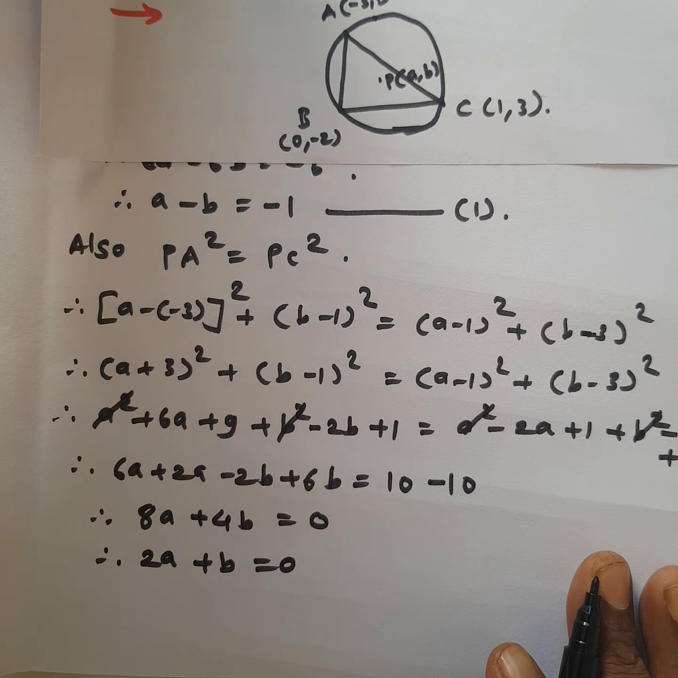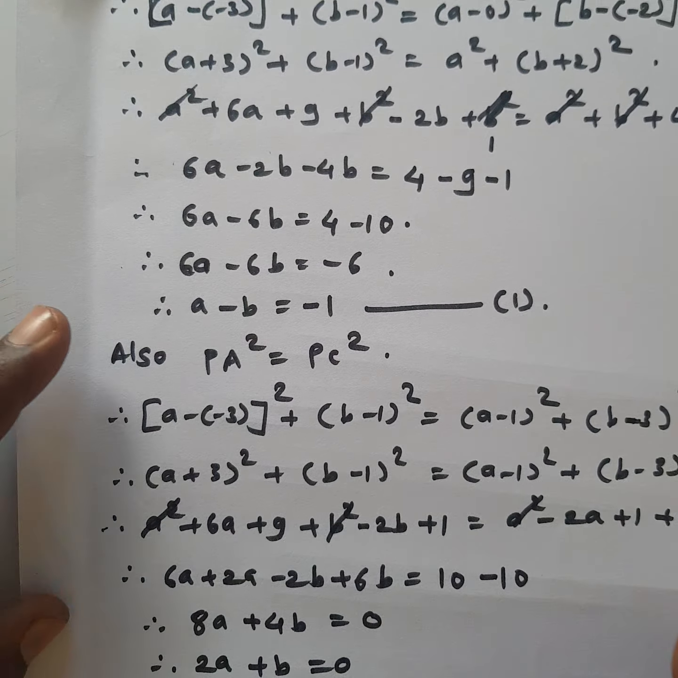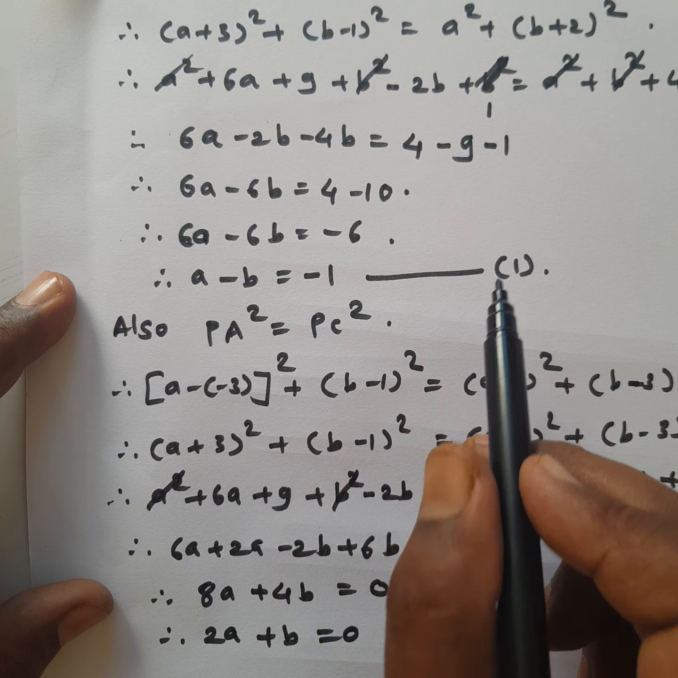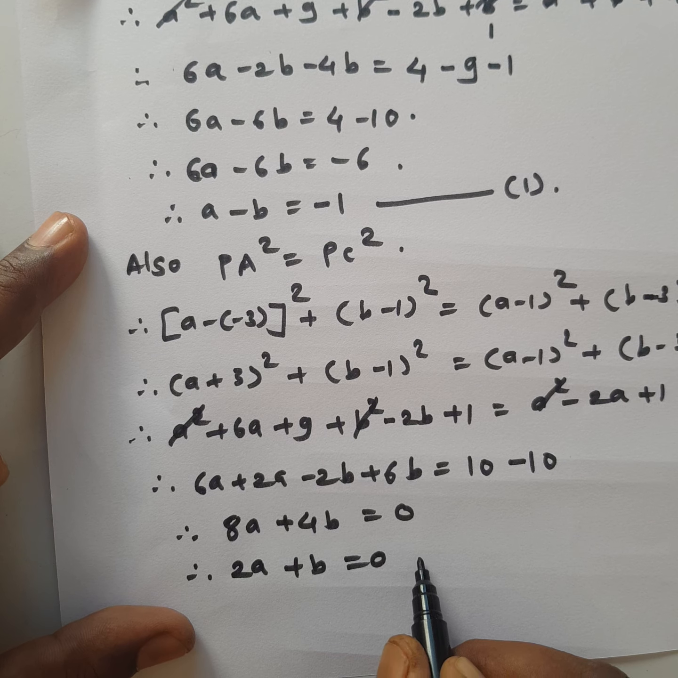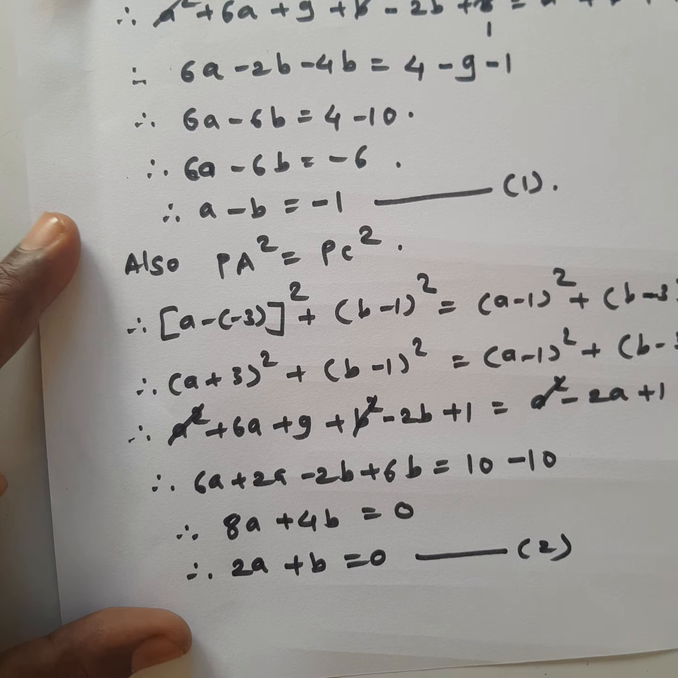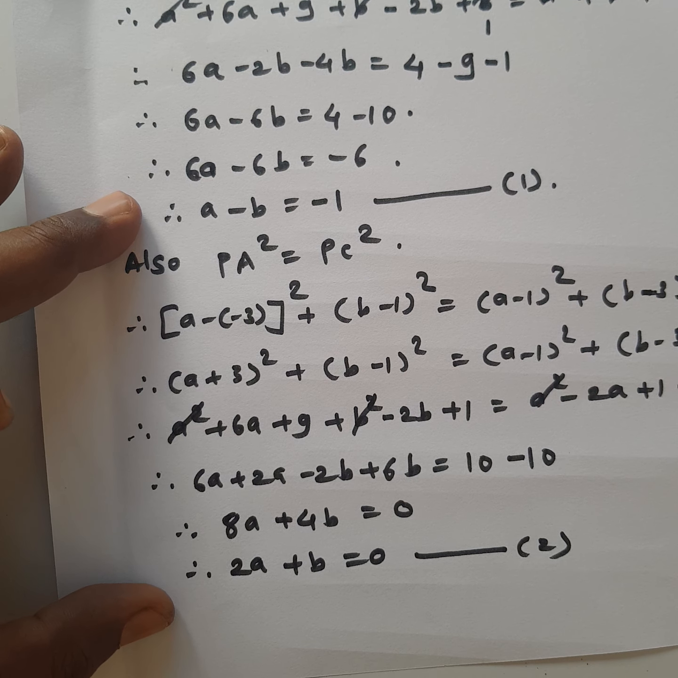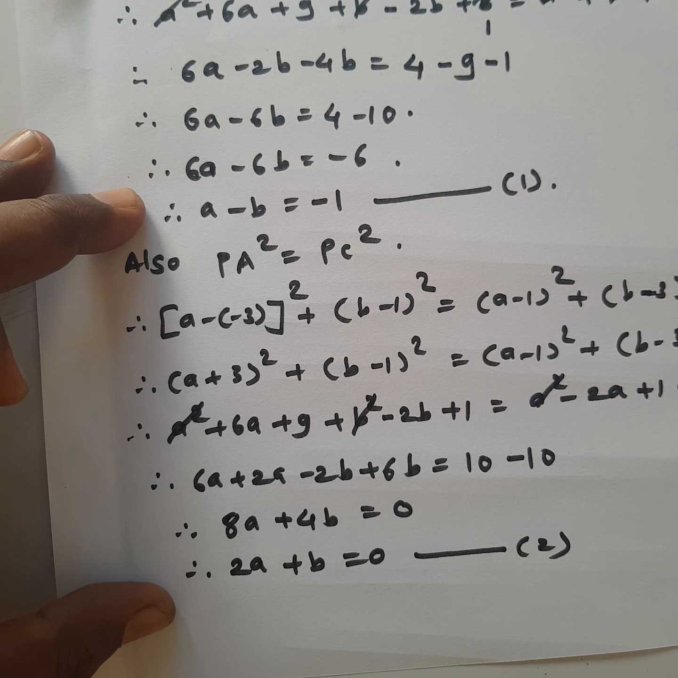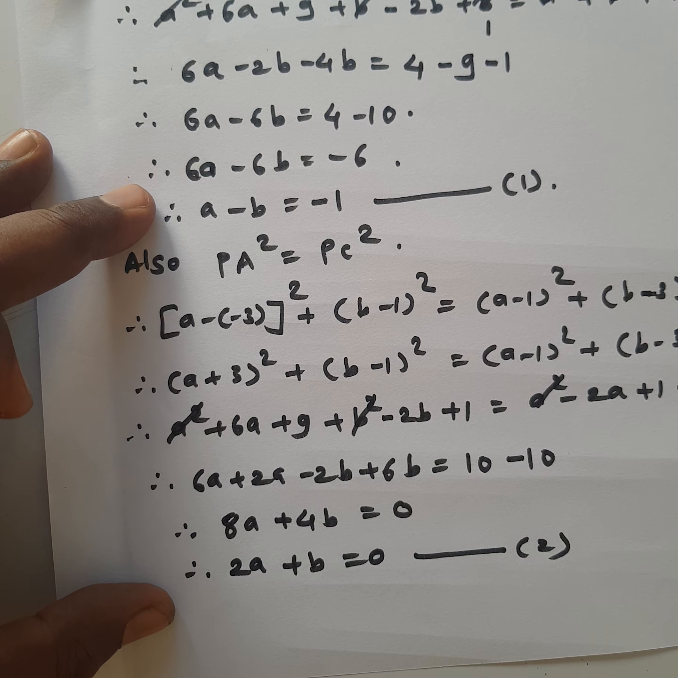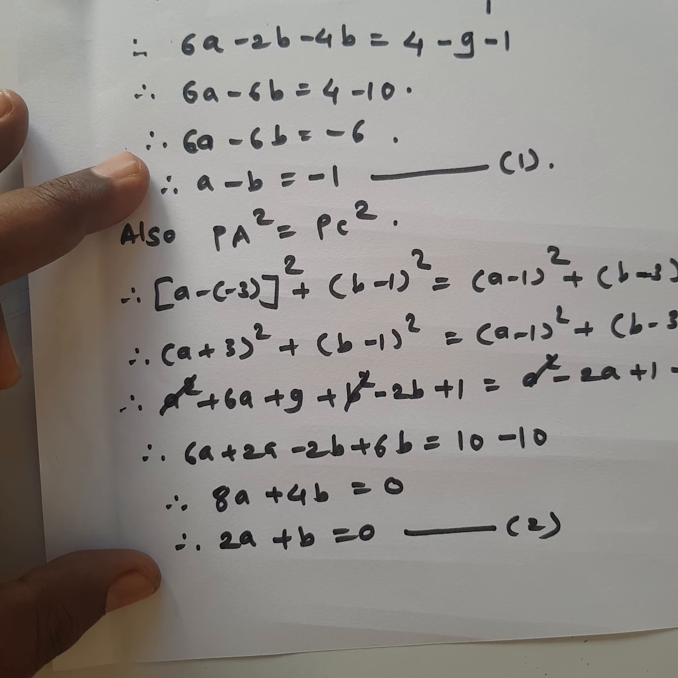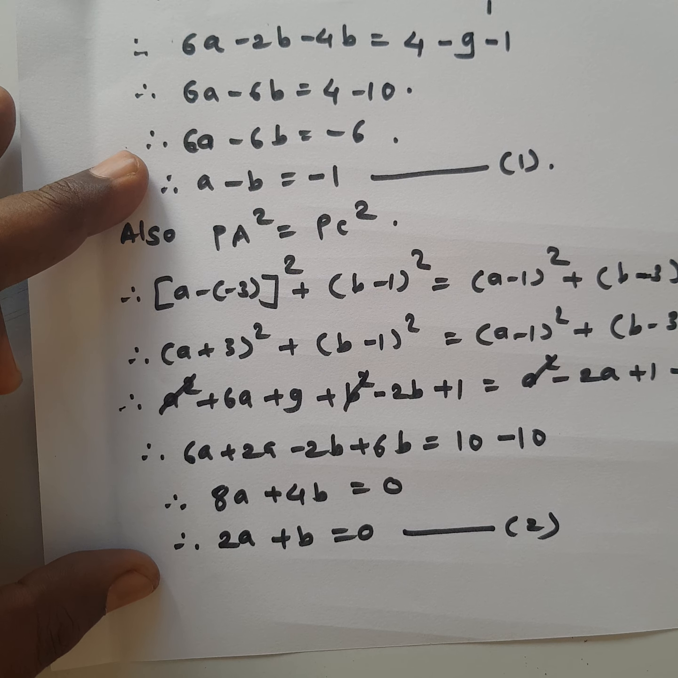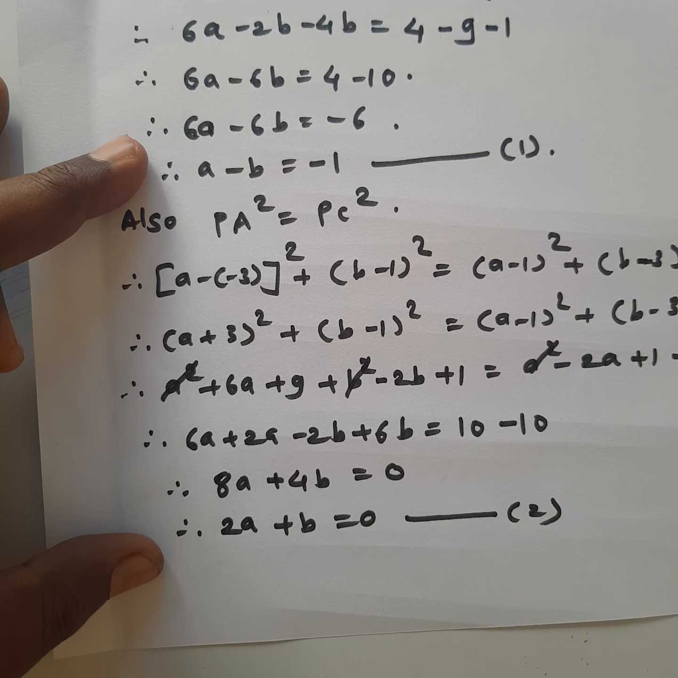Here we have given equation 1, and we will give number 2 to this equation. These are two linear equations in two variables. Therefore, after solving these two equations, we will get the values of a and b, that is the coordinates of point P.